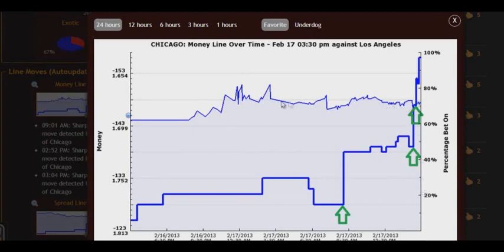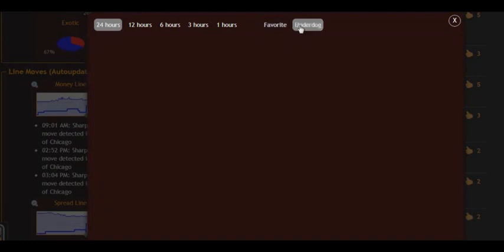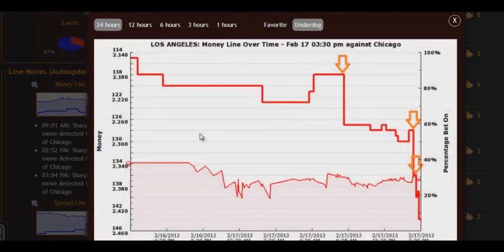It is a public percentage on our teams. In our case, we can see that 70% of the public bet on our Chicago team. If we click Underdog, we'll see its chart. It's indicated in a red color, as Underdog is a road team. Don't forget that the red color means that the team is a road team.